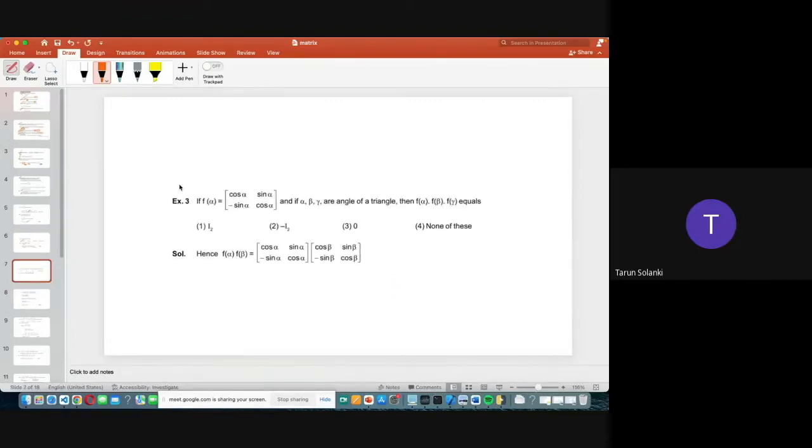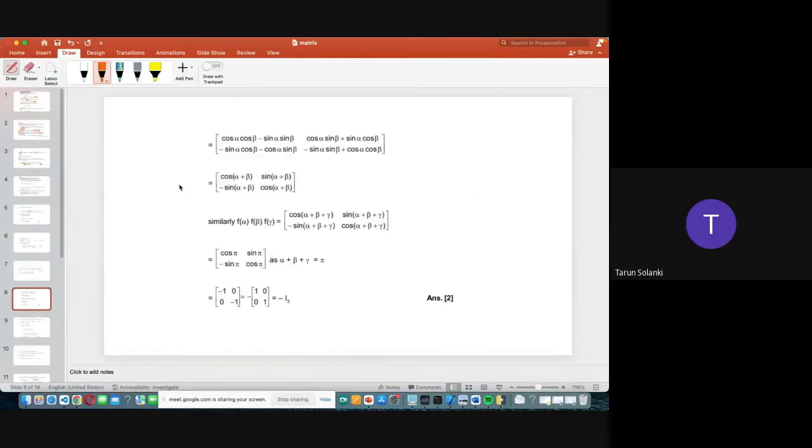Next problem. If a function in terms of alpha is given, which is cos alpha, sin alpha, minus sin alpha, cos alpha, and if alpha, beta, gamma are the angles of a triangle, then we need to find f of alpha into f of beta into f of gamma. So here f of alpha into f of beta, which is cos alpha, sin alpha, minus sin alpha, cos alpha. Similarly for beta, cos beta, sin beta, minus sin beta, cos beta, right?